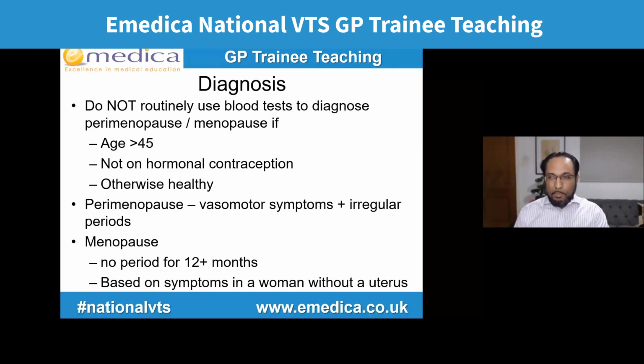Whereas few people had said menopause, to diagnose that, as well as the fact that they're over 45 and not on contraception, you need to make sure they've had no periods at all for 12 months or more. Okay. If you've had a lady who hasn't got a uterus, then you could just base it on symptoms. Okay, because you're not going to have that thing about the periods there.